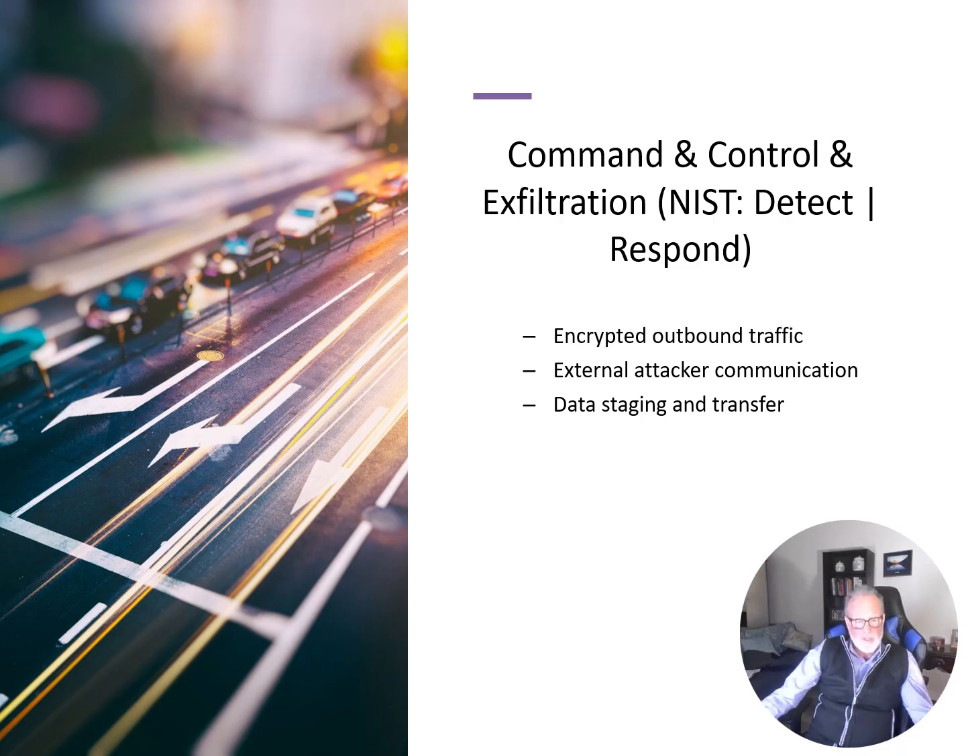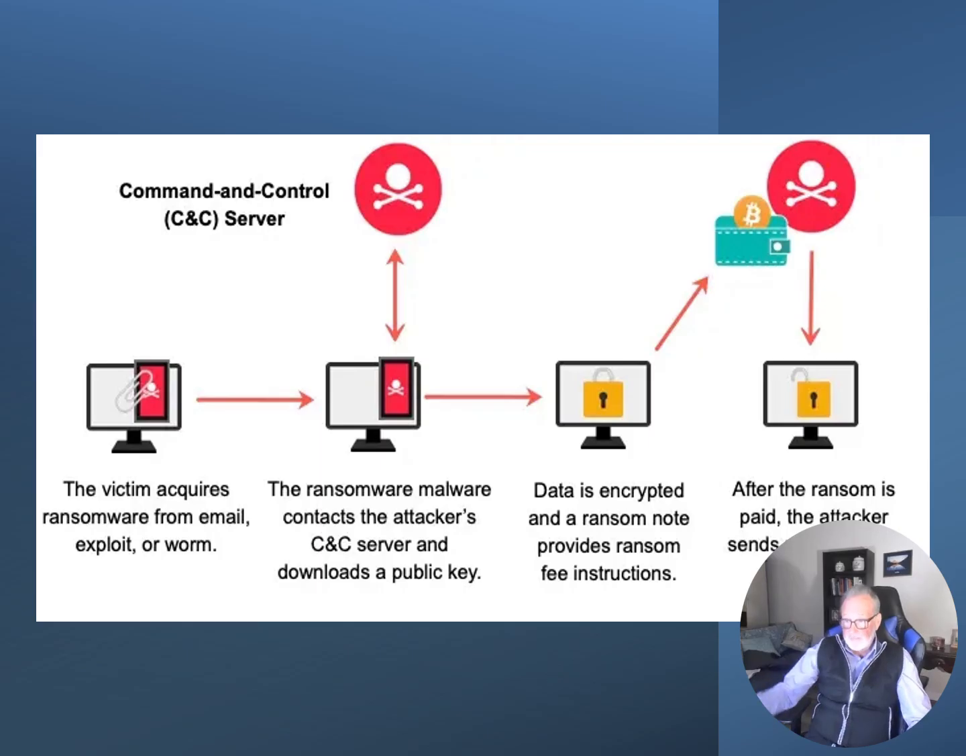It's basically what I just said in the last slide. All right. Command and control. Victim acquires ransomware. The ransomware contacts the outside, and then data is encrypted, and then users are sent an email that basically says, we got your data and we've encrypted all your machines. If you want to get your data unencrypted, you're going to have to pay a certain amount of money.